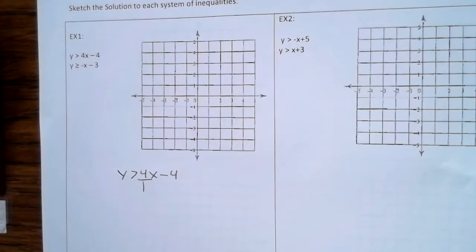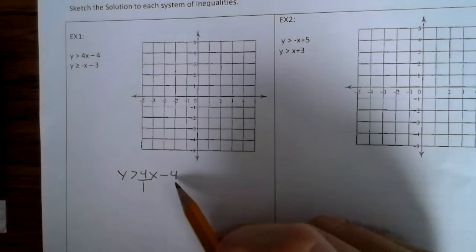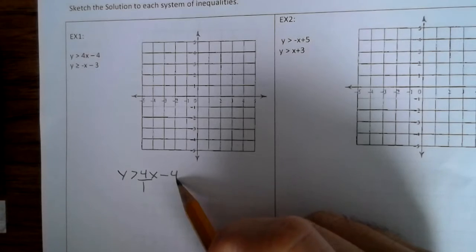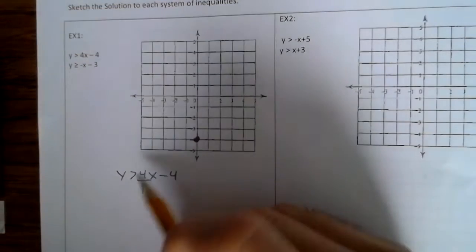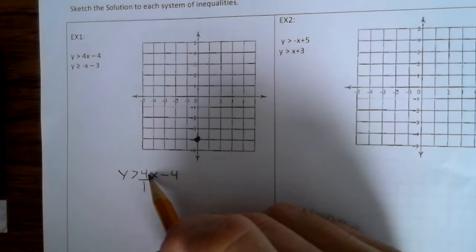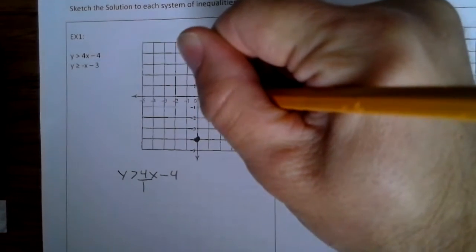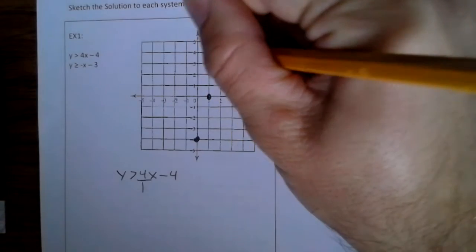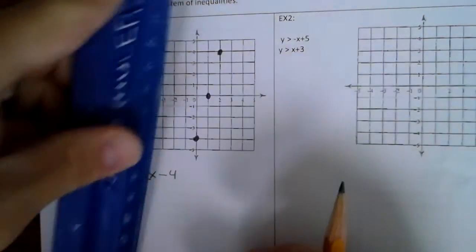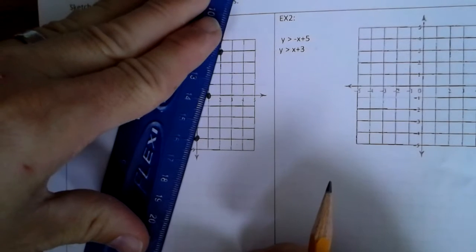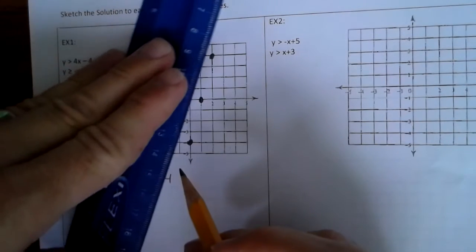All right, so when graphing without a calculator, we start with the y-intercept, which is -4. So we have a dot at -4. And then slope is rise over run, so that's up 4 to the right 1. So up 1, 2, 3, 4 to the right 1. Up 1, 2, 3, 4 to the right 1. All right, now since there is no line underneath, it's a dashed line.